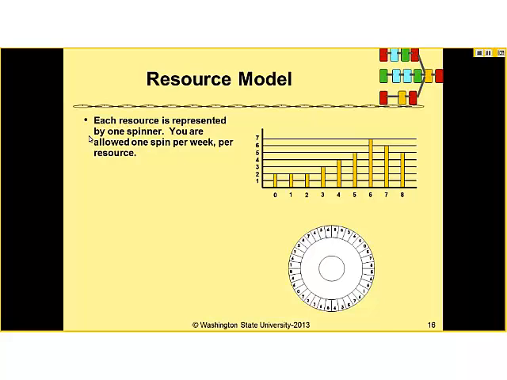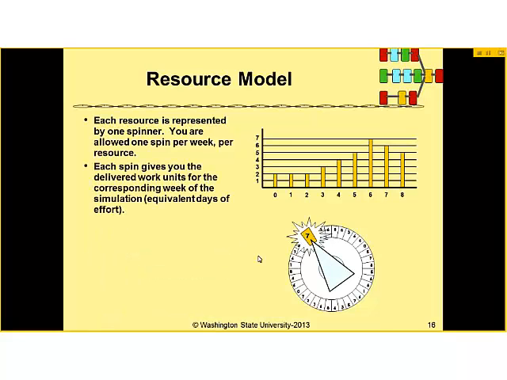So this is how we model the resources. Each of those 4 resources gets a little sheet that has this spinner location on it. You get 1 spin per week per resource. The spinner looks like that, and I actually brought a spinner here. You spin it like this. It spins around and ends up pointing at one of those numbers. That gives you the output for the resource for that week.